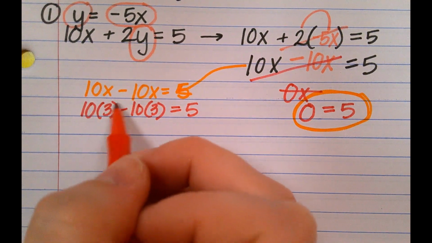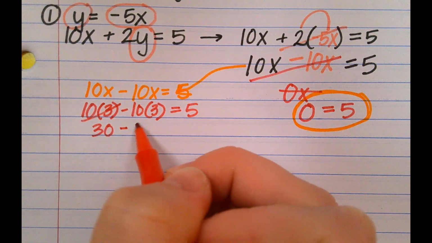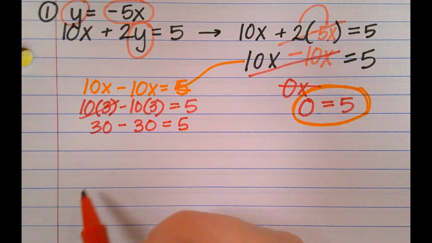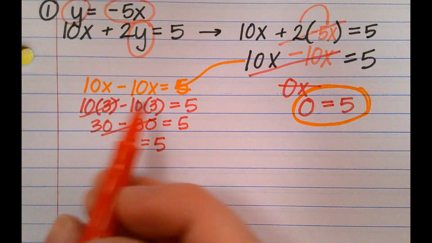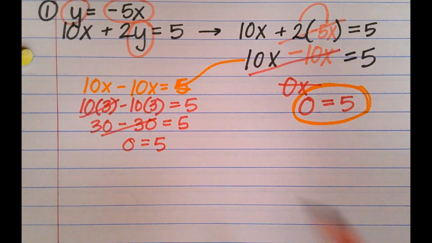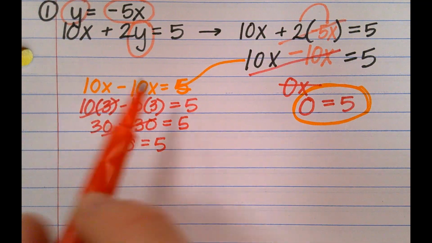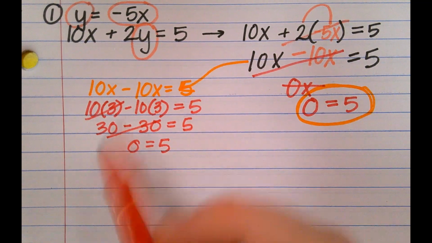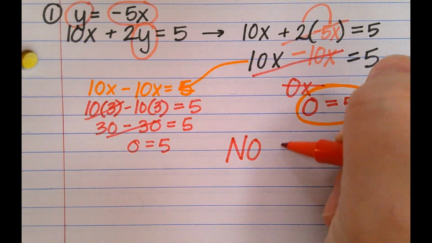10 times 3 is 30. Minus 10 times 3 is 30. Equals 5. What's 30 minus 30? 0. Do you see how no matter what number I plug in for x, I'm always going to get that same statement, 0 equals 5? That's not true. There is no number I can use for x to make this equation true. So when we get something like this, our answer is simply no solution.